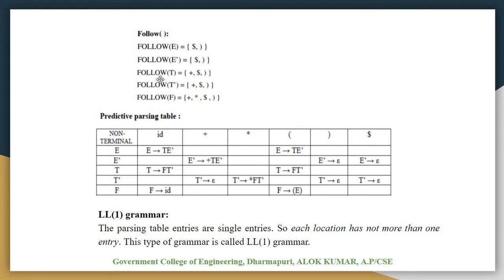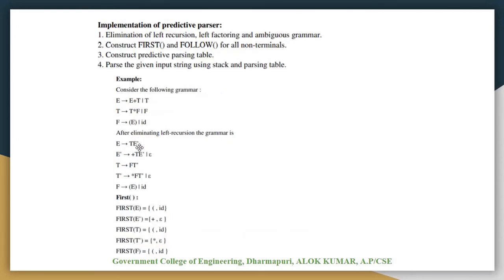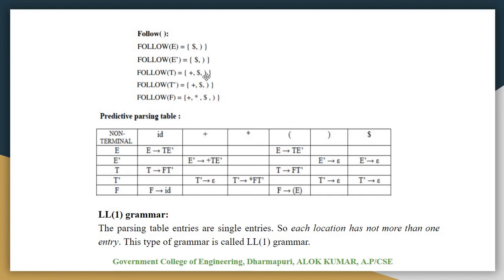Now if you want to find follow of T, how will we find it? Follow of T will be first of E dash. First of E dash is plus and empty. So plus is coming, and because of that plus will come in follow of T, and here this one is empty. So because of this, follow of T will be follow of E also. Follow of E we have already found. So in this manner we keep follow of E and plus also. If you want to find it, you have to find first of E dash, which we have already found. So here it will be plus, dollar and closing parenthesis.